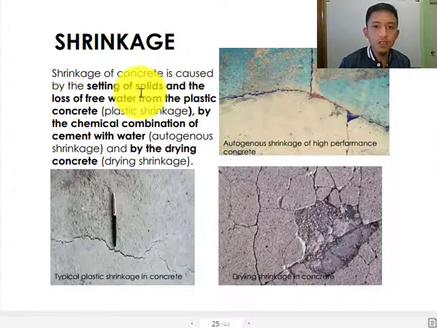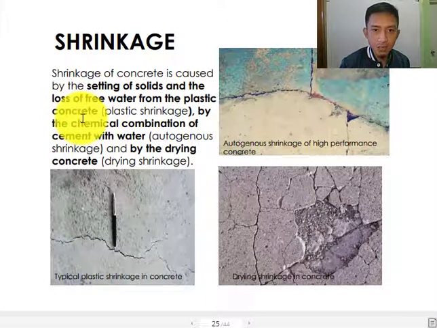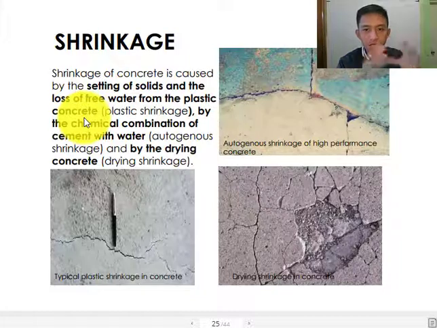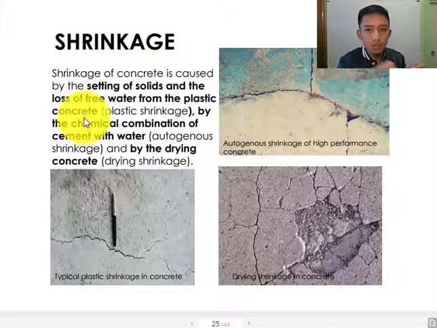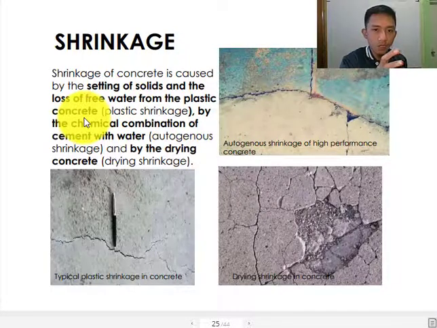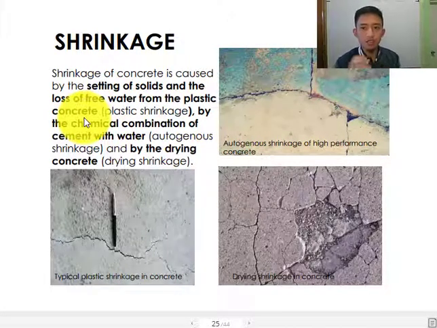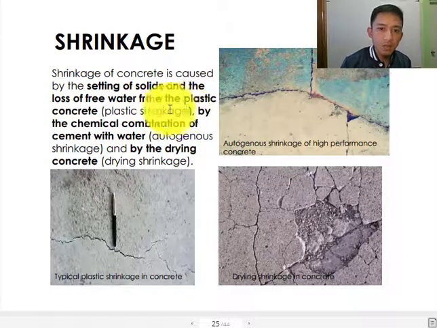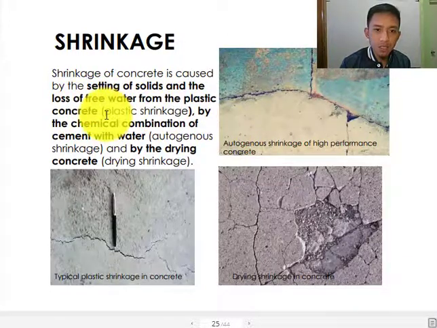Okay, setting of solids and the loss of free water from the plastic concrete. So the excess water will make your mix or your concrete bulge, but once that is lost, then that will affect shrinkage. So there should be no excess water in it, so that the original state up to the final state will be the same. There will be no plastic shrinkage. So we know that one as plastic shrinkage.